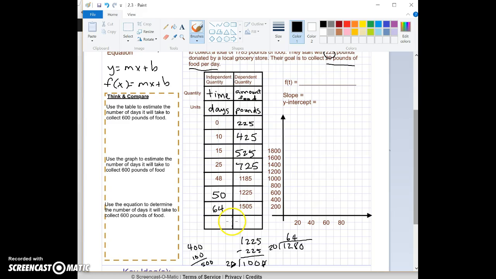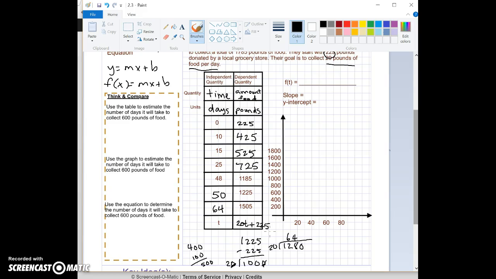Well, we know that we have 20 pounds per day, and we add to that 225 pounds that we already had. So 20t plus 225 is our expression for our dependent quantity. It's how we figure out what the y is. So now we've just used a table and we filled in the table. All right?